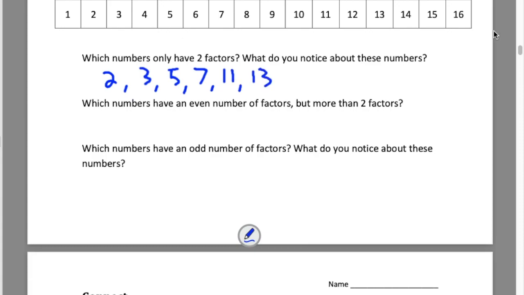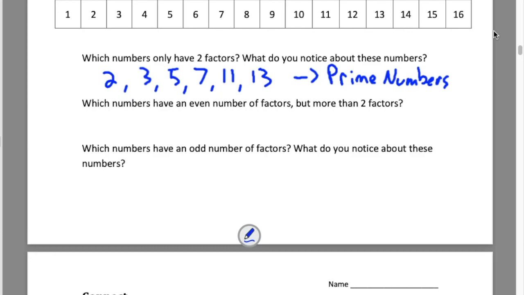Okay? Well, the next question says, what do you notice about these numbers? Well, what I noticed about these numbers is all of these numbers are prime numbers. And if we remember from the past, prime numbers just means they're only divisible by 1 and themselves.